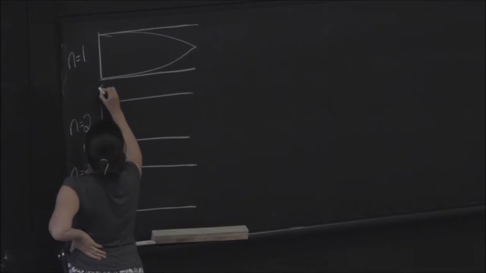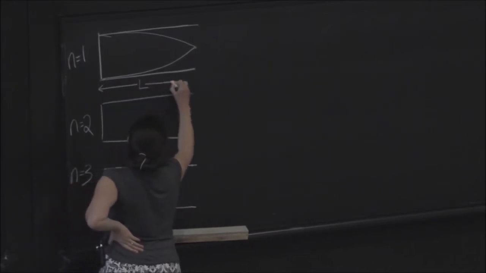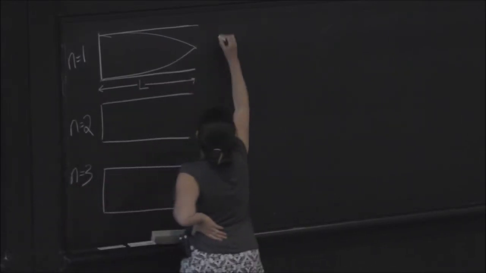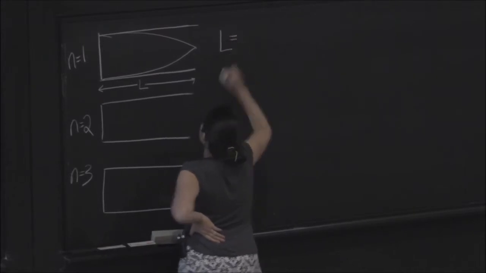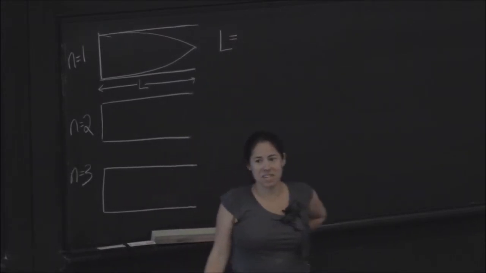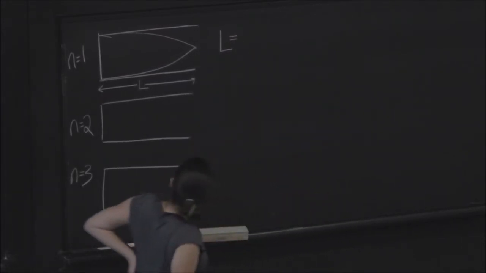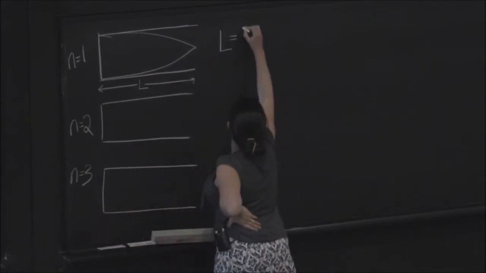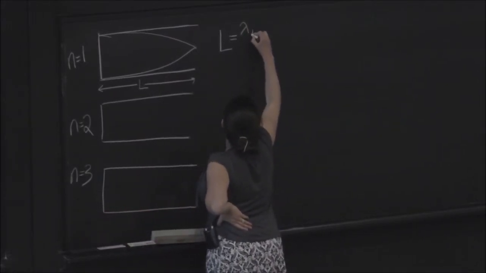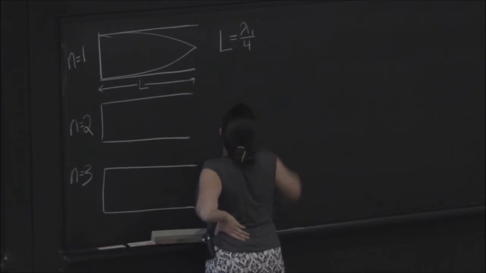Okay, so if I say that this pipe has a length L, how many wavelengths am I fitting in there? Looks like a quarter of a wavelength. So I'm going to say this is the lambda for n equals 1 over 4.